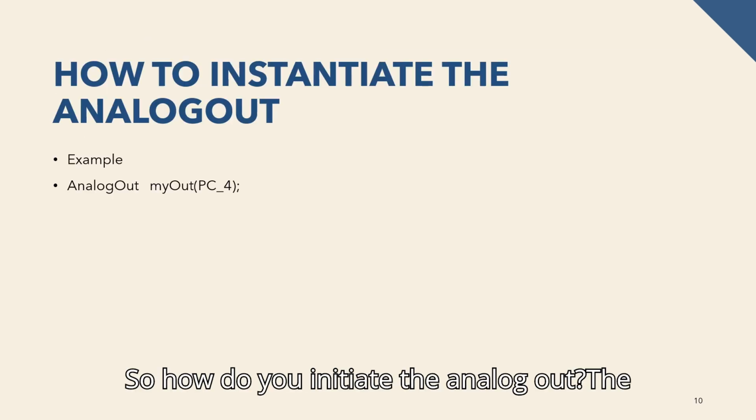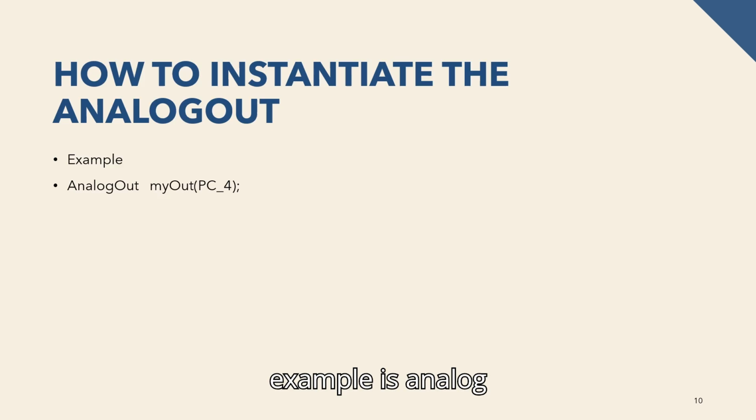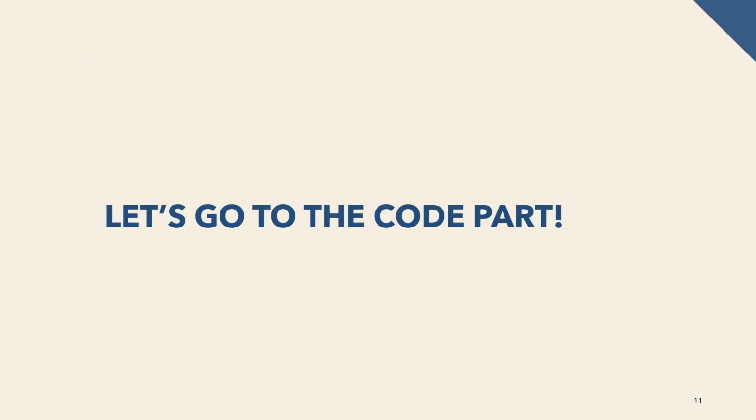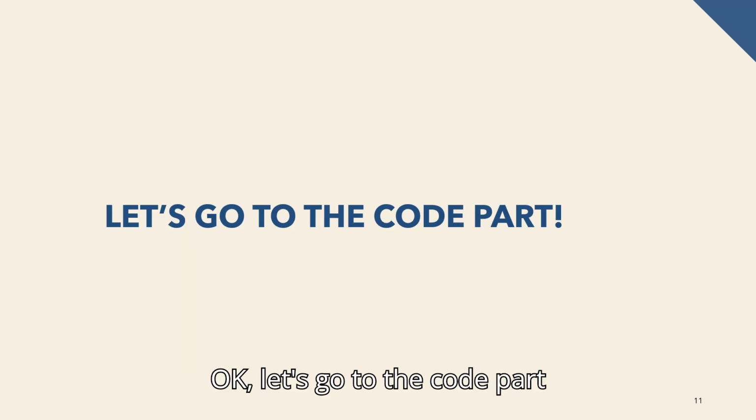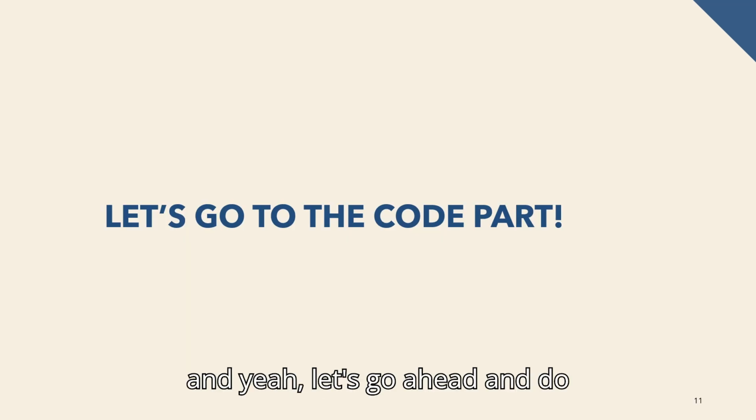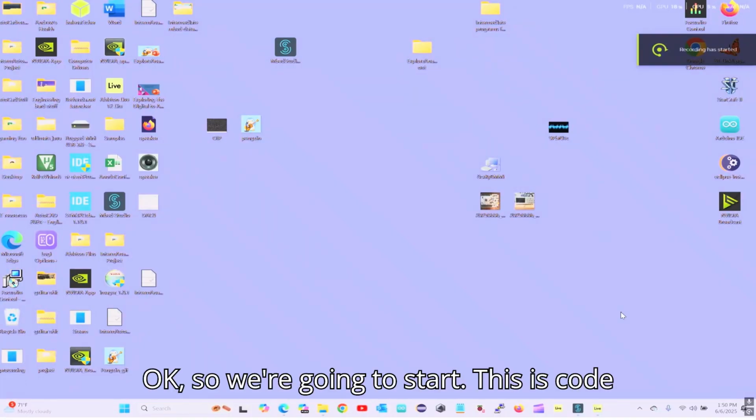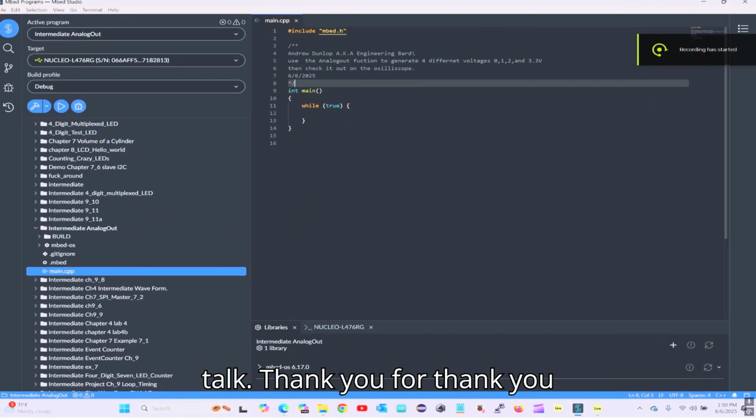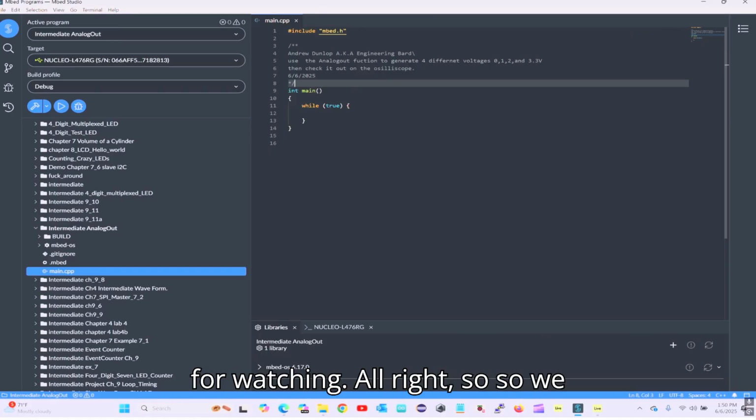So how do you initiate the analog out? The example is AnalogOut myOut, PC4, and then this myOut becomes the object. Okay, let's go to the code part. And yeah, let's go ahead and do it. Okay, so we're going to start. This is Code Talk. Thank you for watching.